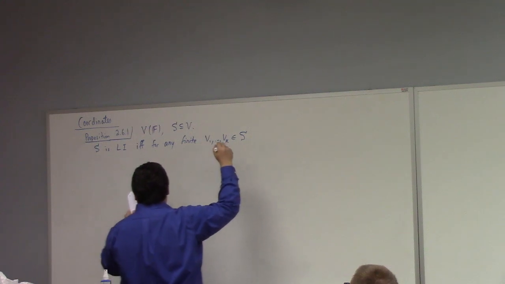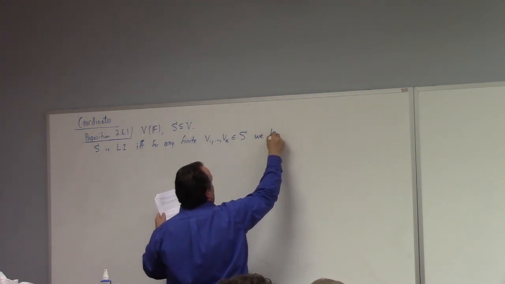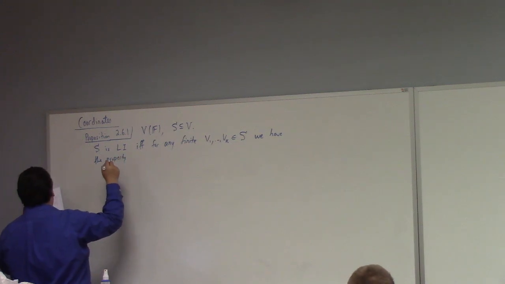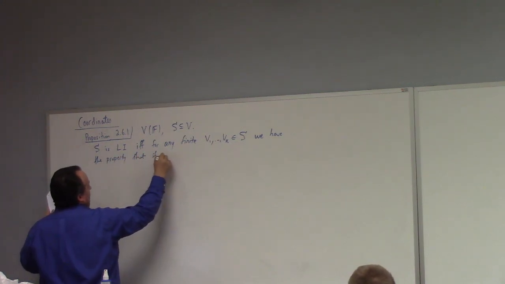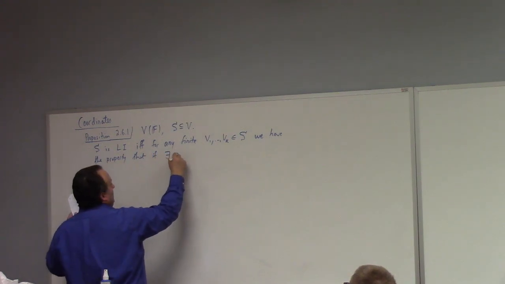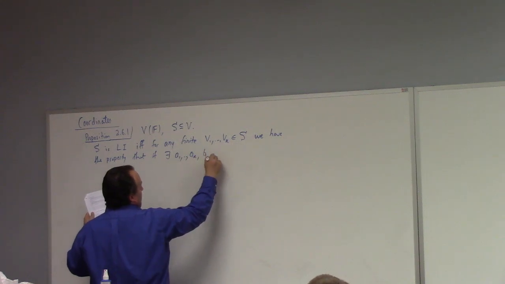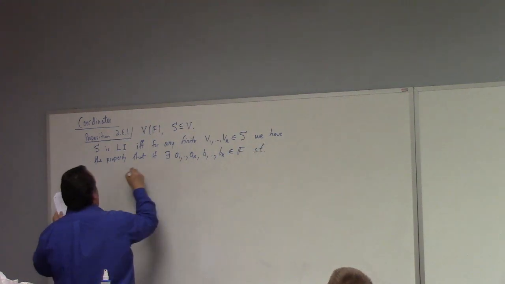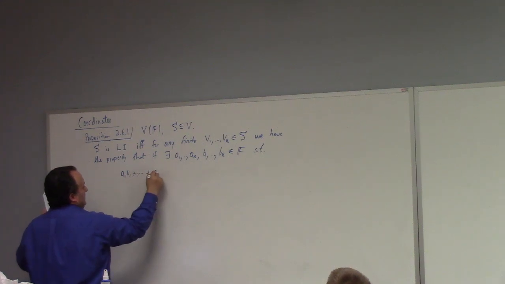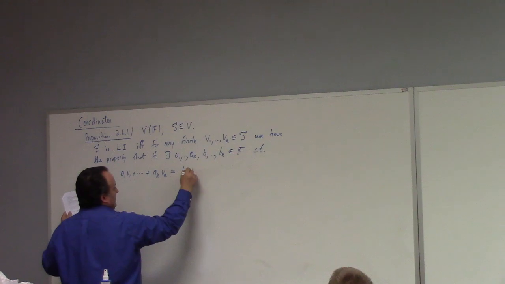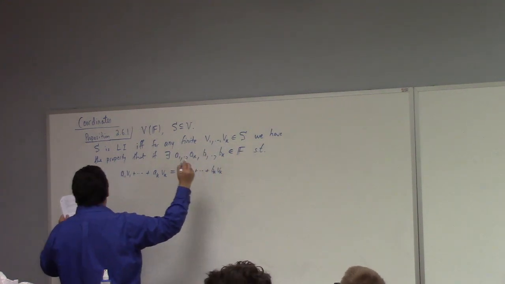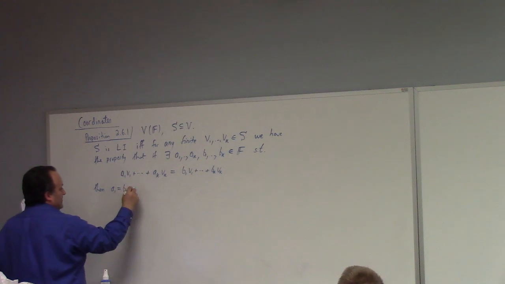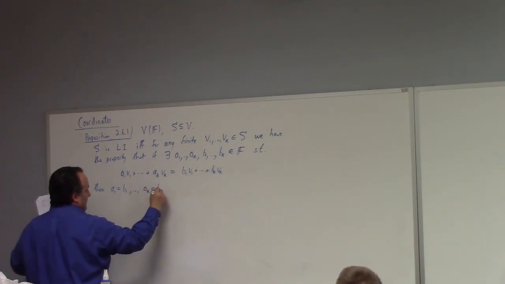All right. We have the property that if there exist A1, ..., AK and B1, ..., BK in the field, such that A1 V1 plus ... plus AK VK equals B1 V1 plus ... plus BK VK, then A1 equals B1 on down to AK equals BK.